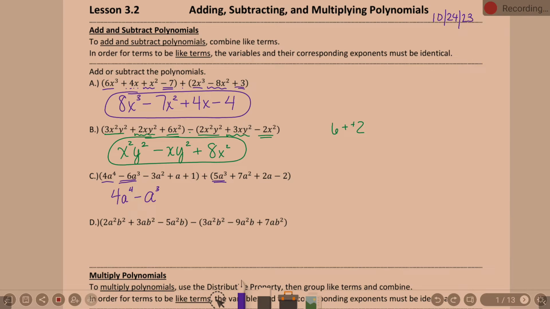Next. Minus 3a squared plus 7a squared plus 4, so plus 4a squared. Then a plus 2a: we have a 1a and a 2a. 1a plus 2a is 3a. And lastly, 1 plus negative 2. 1 plus negative 2 is negative 1.